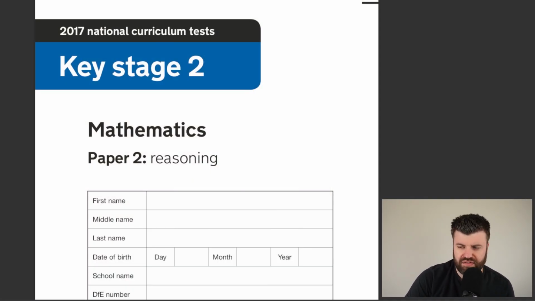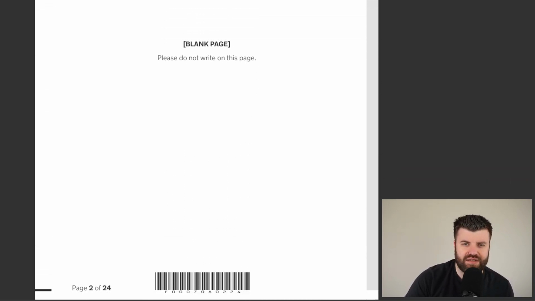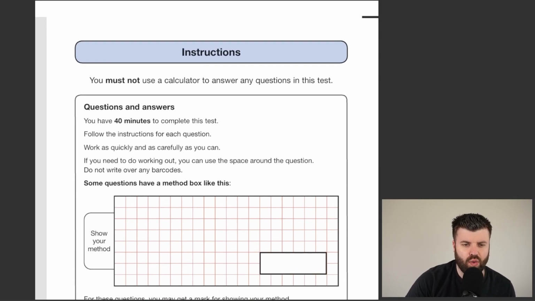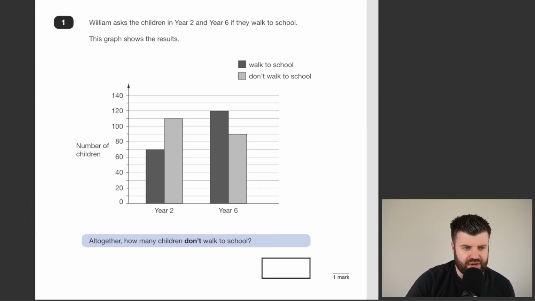So as always it looks like this in the front, you can see it's from 2017, first name, middle name, and so on. We don't need to do that because we're just going through this past test, all available on the government website. All the instructions are the same as always. Let's dive into question 1.